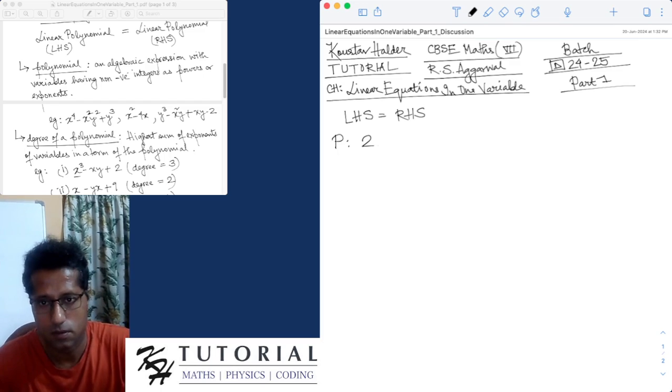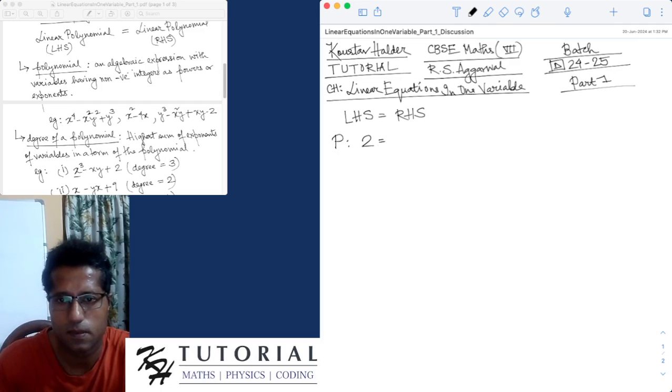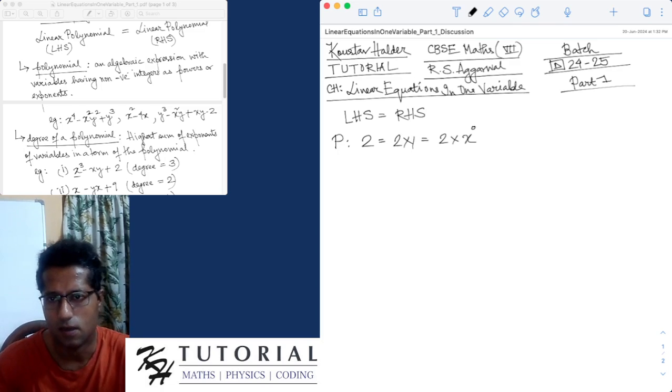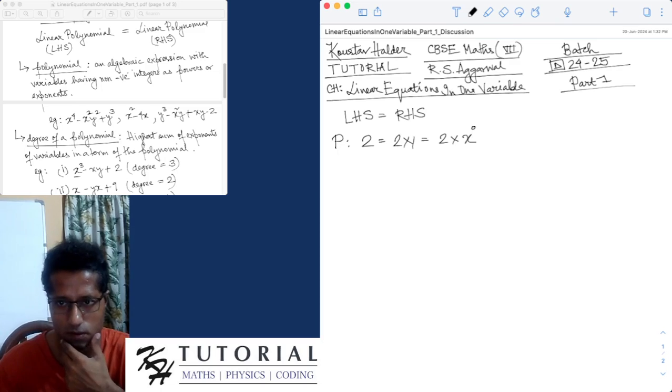So 2 is nothing but, we can write it as 2 into 1. We can always write it as 2 into x to the power 0. So this is a valid polynomial. Here we have only one variable x and the power is 0, and we know that any non-zero number to the power 0 is always 1. So this is a polynomial.